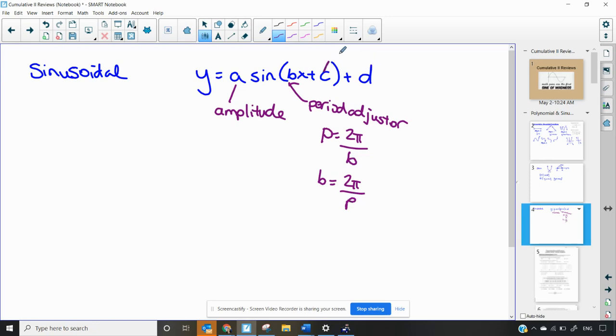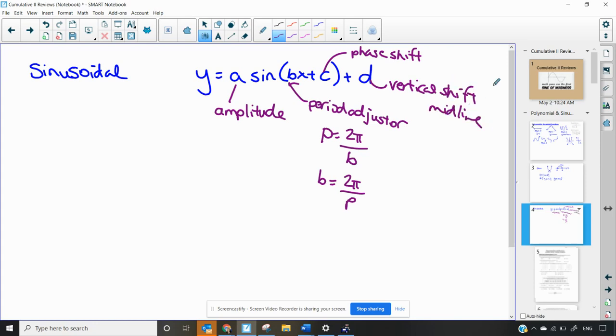Now, c had to do with our phase shift or our horizontal shift. And in 30-2, we didn't have to worry about what that phase shift was, just whether there was one or not. So if c was anything other than 0, that meant the graph had been shifted left or right. And then for d, we had the vertical shift, okay? And this was also known as our midline.